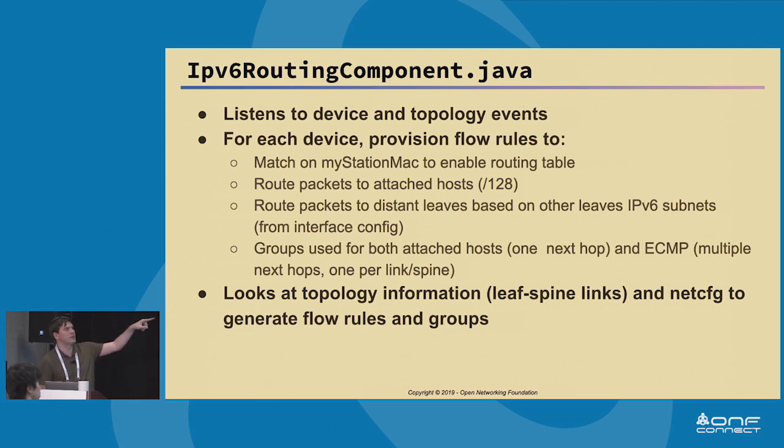The difference is that in the first case, we match on the /128 address of the host, and in the second case, we match on a prefix that is derived from the interface configuration of all the switches in the network. This component is also responsible for creating the ECMP groups to hash traffic to the different spines. Now, if you want, you can take a look at the implementation or take it for granted. Your task is actually to fix a different component.